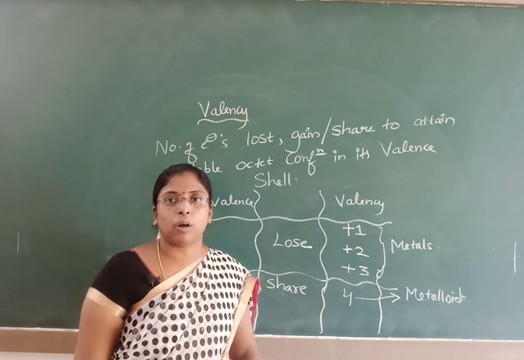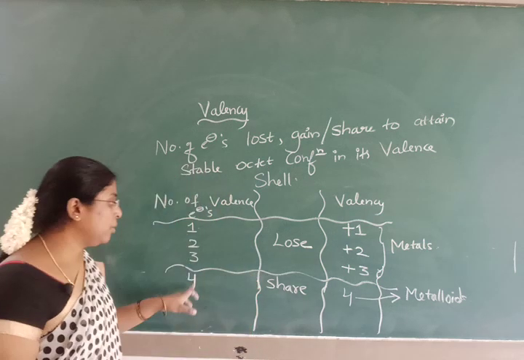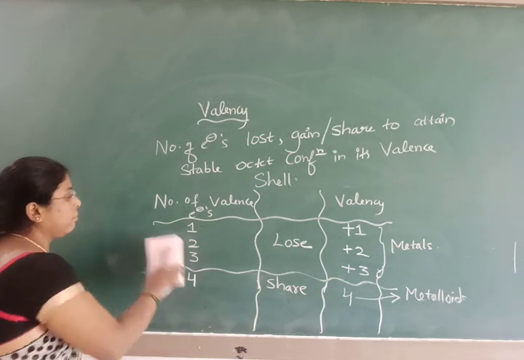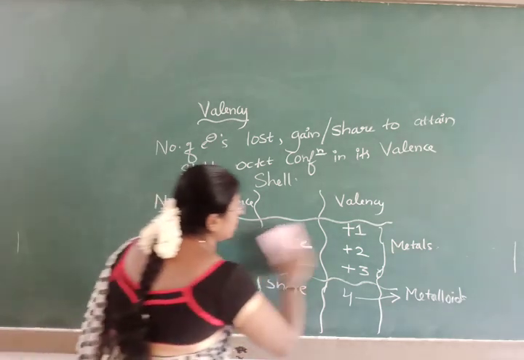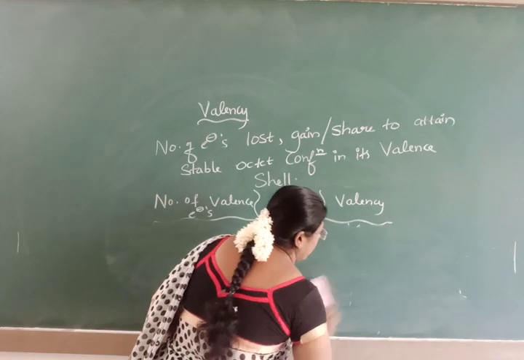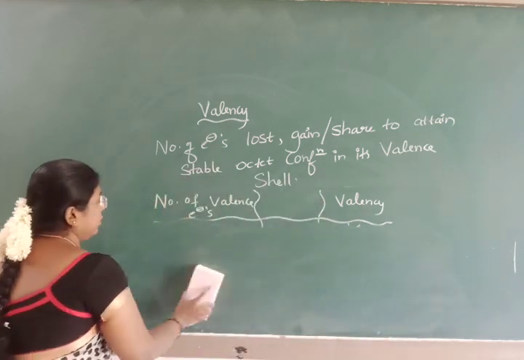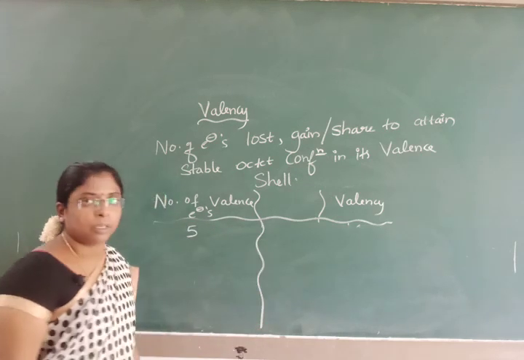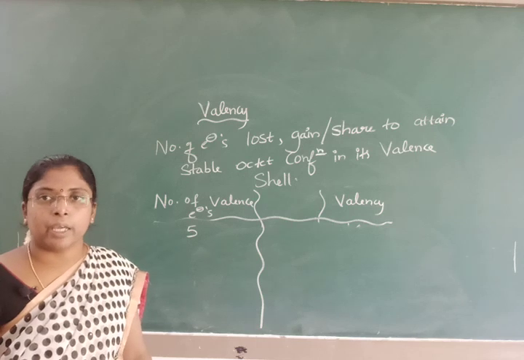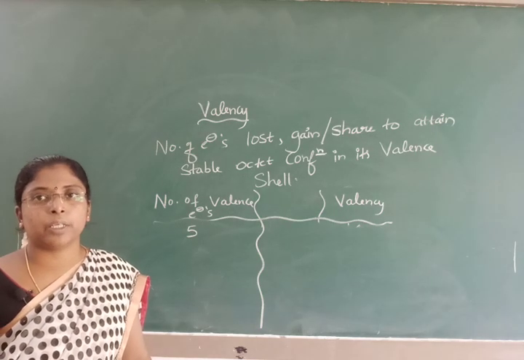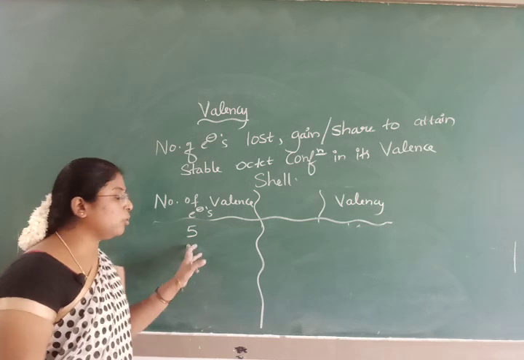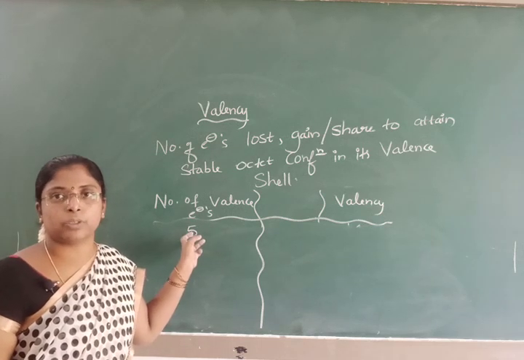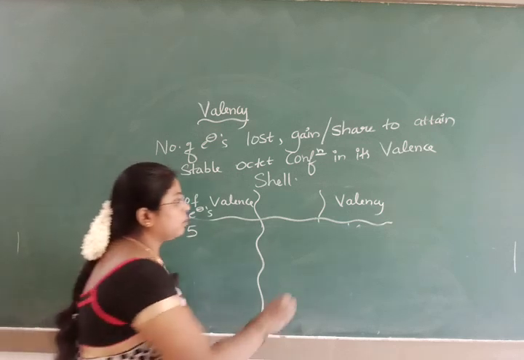If in its outermost shell they have more than 4 electrons, that is 5, 6 and 7. If it is 8 electrons, what then? It is an octet, it does not require any electrons to share. If the outermost shell has 5 electrons, it will gain electrons, because to form an octet it requires 8 electrons. Is it possible to lose 5 electrons? Better to gain 3 electrons to form 8 electrons in its outermost shell.